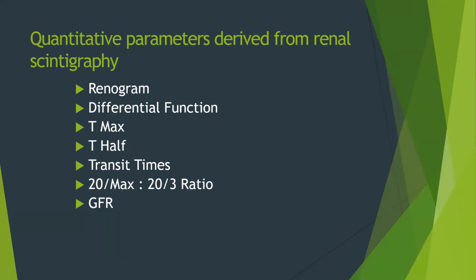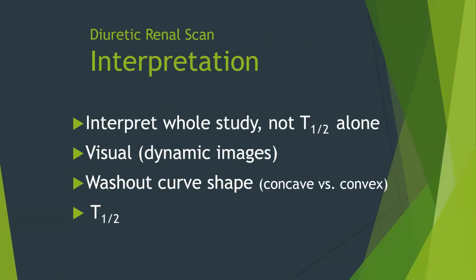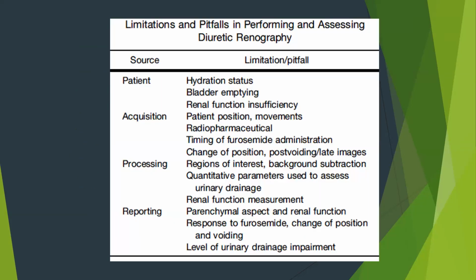Talking about the quantitative parameters derived from a renal scintigraphy: renogram, differential function, Tmax, T-half, transit times, 20 by max or 20/3 ratio, and GFR are the quantitative parameters which help a nuclear medicine physician in making a report. The interpretation depends not only on the T-half alone, but we interpret the whole study, the dynamic images, the washout curve shape, whether it is concave or convex, and then the T-half values.